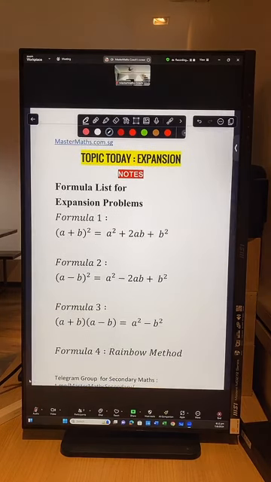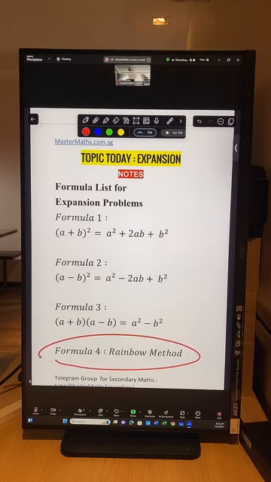So, formula list. The topic today is expansion. And they come up with four formulas. Actually, the rainbow method is not really considered a formula. So you have formula 1, 2 and 3. And then you have the rainbow method, which works for all the expansions that you want to do. So anytime you want to expand something, you use the rainbow method. It's a foolproof method, but it will take you a bit more time. If you memorize the formula, obviously you get it done a lot faster.